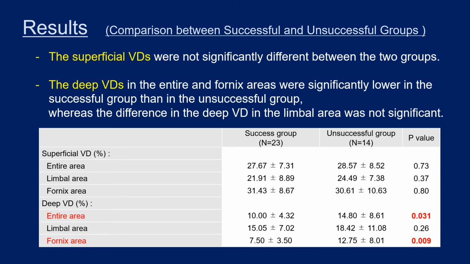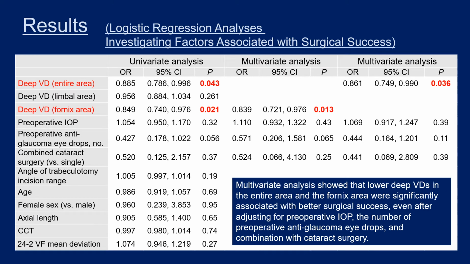The superficial vessel densities were not significantly different between the two groups. The deep vessel densities in the anterior and fornix area were significantly lower in the successful group, whereas the difference in the deep vessel density in the limbal area was not significant. Multivariate analysis showed that lower deep vessel densities in the anterior area and the fornix area were significantly associated with better surgical success, even after adjusting for preoperative IOP, the number of preoperative anti-glaucoma eye drops, and combination with cataract surgery.